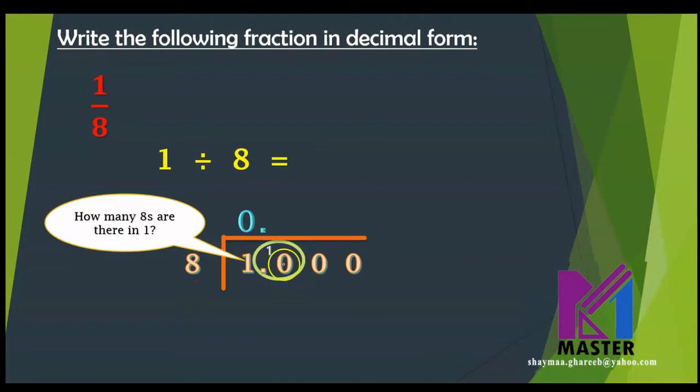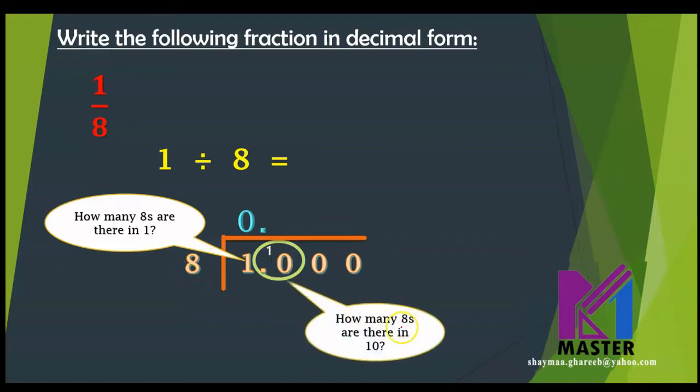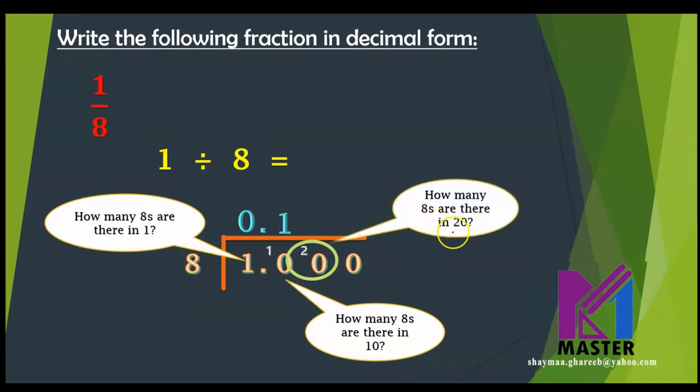Now I have number 10. 10 divided by 8, which means how many 8s are there in the 10? Only 1 8, remainder 2. I will put the remainder next to the 0, then I will have number 20. 20 divided by 8, which means how many 8s are there in 20? Yes, 2 8s, remainder 4, because 2 8s equals 16, and the remainder will be 4. Now I have number 40.